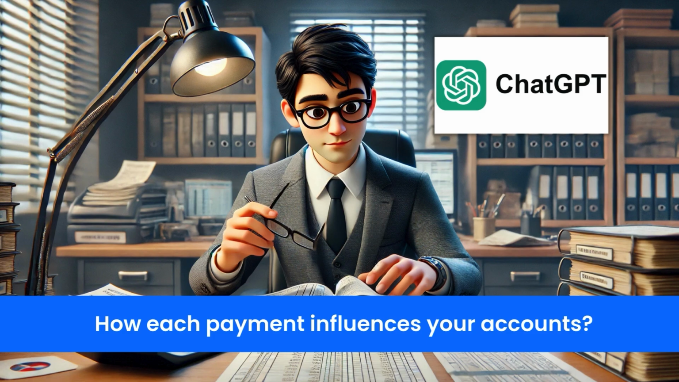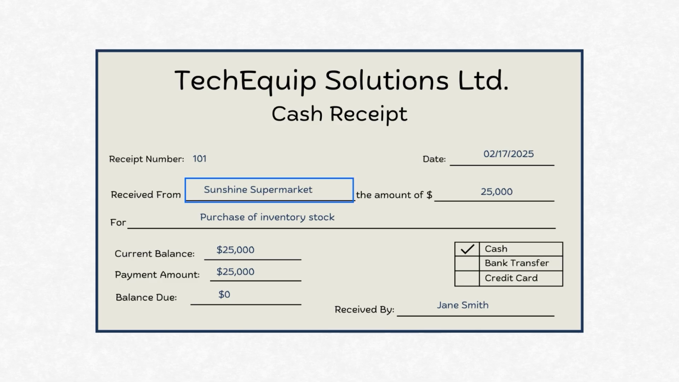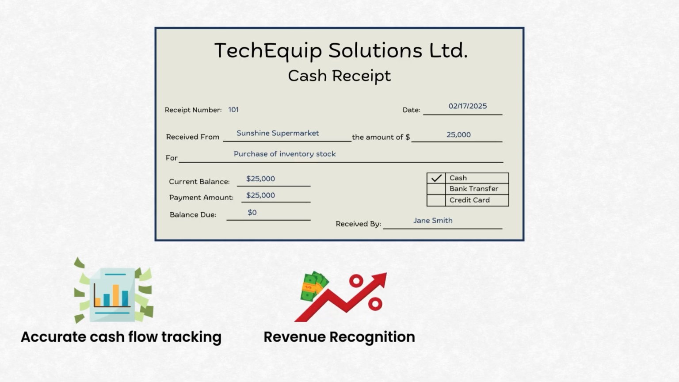financial tracking. A typical receipt entry includes the customer's name, invoice reference, payment date, amount received, and payment method, whether it's a bank transfer, credit card, or cash. Properly recording these details ensures accurate cash flow tracking, revenue recognition, and financial reporting.